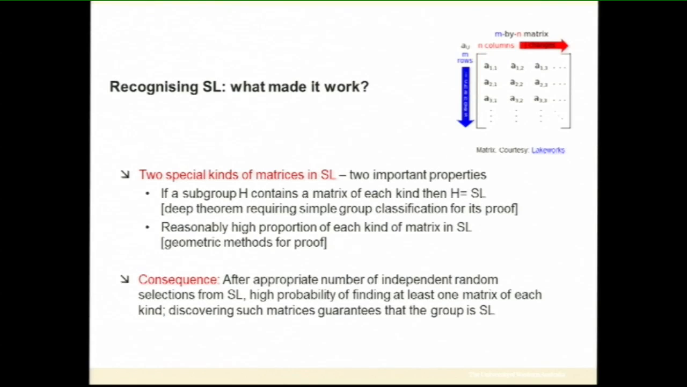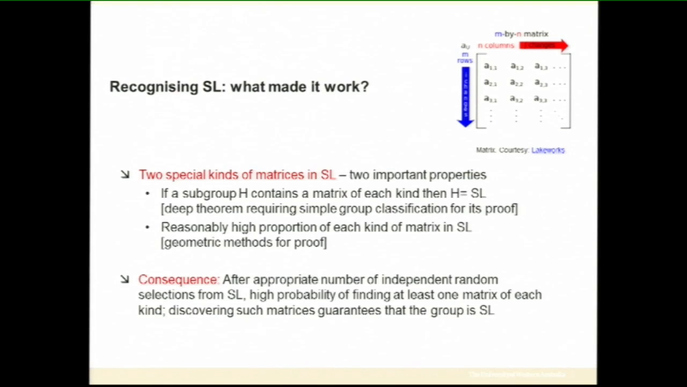There were two special kinds of matrices that we identified in the special linear group, and these had two properties. If the group generated by these two matrices A and B contained a matrix of each kind, then we had a very deep theorem that we proved using the finite simple group classification, which said that the group had to be the special linear group. The other property was that within the special linear group, there's a reasonably high proportion of each, so that you could easily find such matrices by random selection.